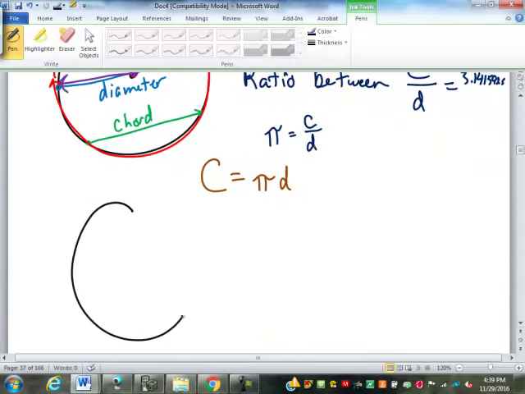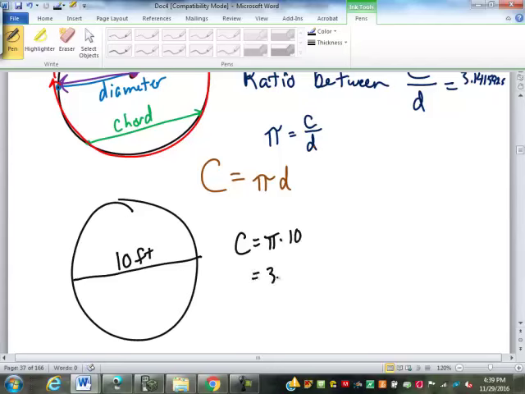So if I have a circle, it has a diameter of 10 feet, the circumference is going to be pi. Well, remember, pi is 3.14 is what we're going to use. Now, a lot of your calculators might have a pi button on them as well. If you want to use that, that's fine.